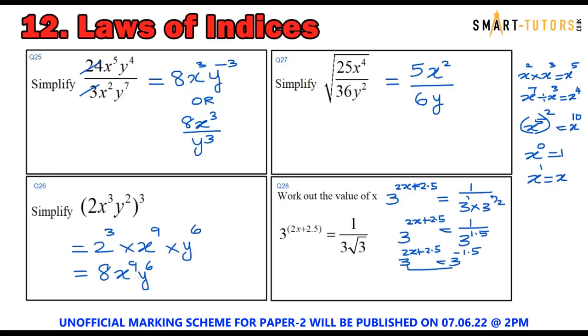Now the bases are the same. Now you can write 2x plus 2.5 equals minus 1.5. Now 2x equals, the minus 2.5 going other side is minus 1.5 minus 2.5. Minus 2.5 minus 1.5 becomes minus 4. So 2x equals minus 4. So x equals minus 2, and that is the answer. That is laws of indices.